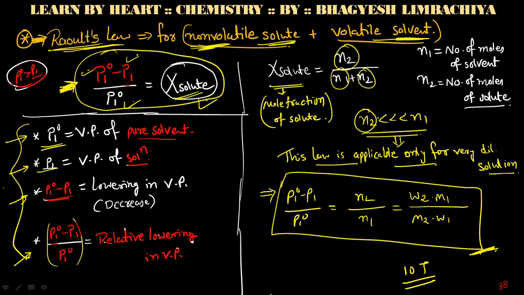On the other side there is X of solute, so it's very simple. It's the number of moles of solute divided by the total number of moles, that is N1 and N2. N2 is much smaller than N1, so this law is applicable only for very dilute solutions, but we will consider this equation, that is N2 divided by N1 plus N2, at all times.